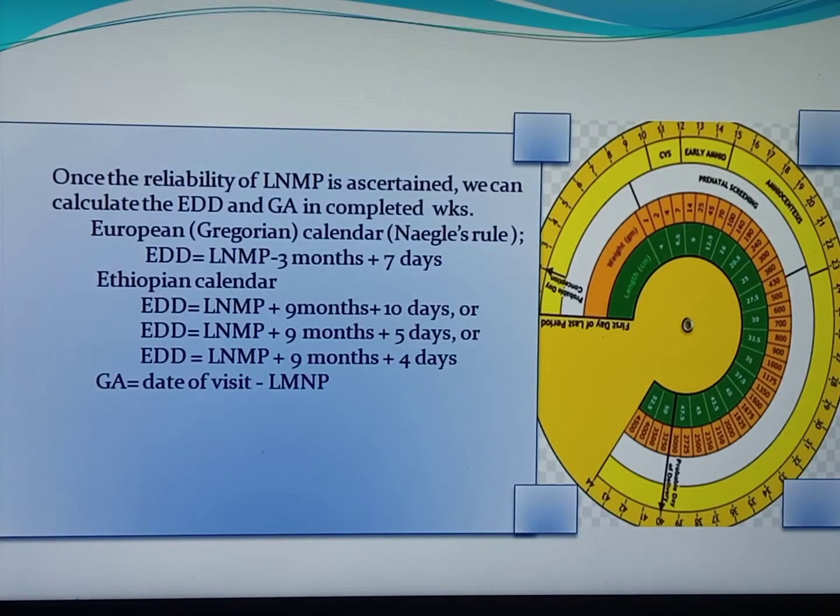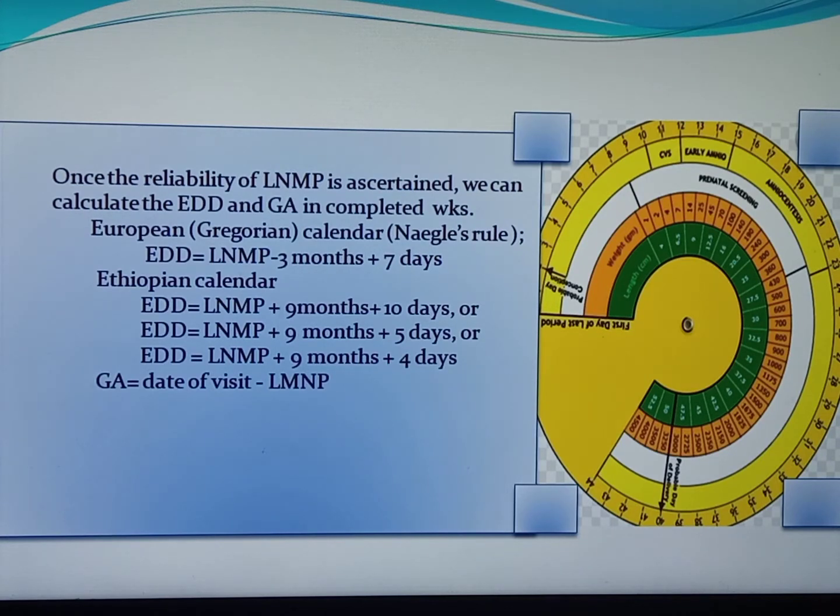Once the reliability of the LNMP is ascertained, we can calculate the expected date of delivery and the gestational age in completed weeks. If we use the Gregorian calendar, Naegele's rule should be used, that is EDD equals LNMP minus 3 months plus 7 days. If we use the Ethiopian calendar, we can calculate the EDD as LNMP plus 9 months plus 10 days if the EDD doesn't jump to the next year. And if the EDD jumps to the next year and the Pagume is supposed to be 5, we use LNMP plus 9 months plus 5 days.